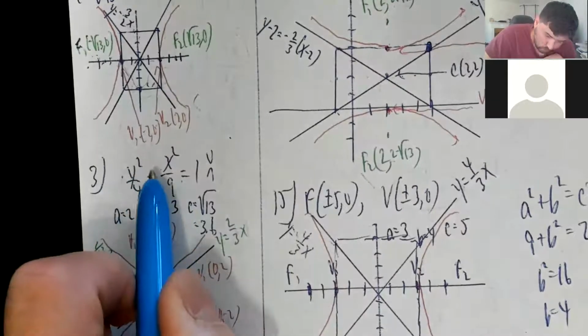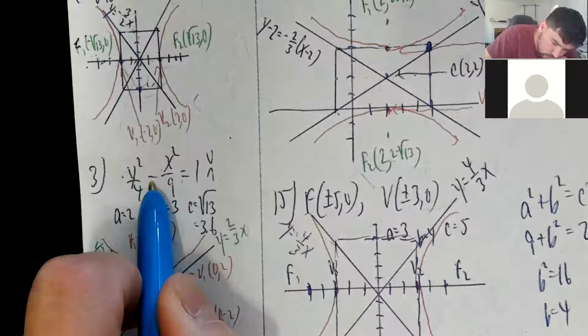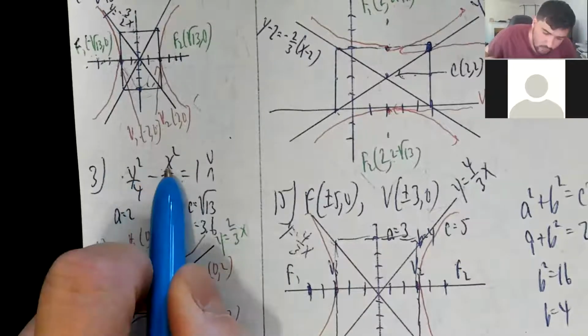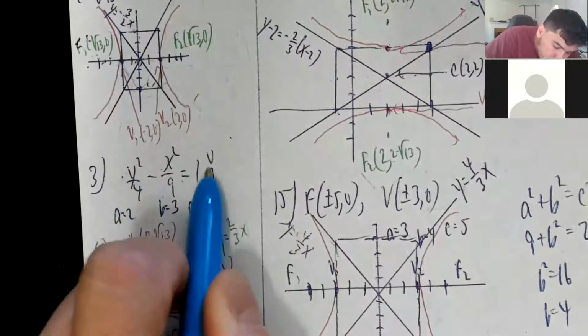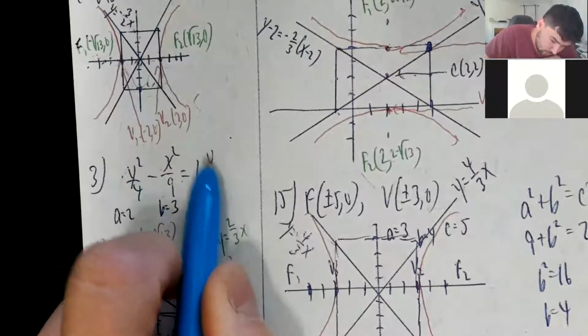For the hyperbola, since subtraction is not commutative, it does matter. Y is first, x is second. That tells me it's going to go up and down. So I draw myself a little hyperbola.